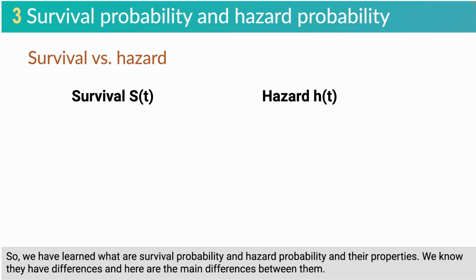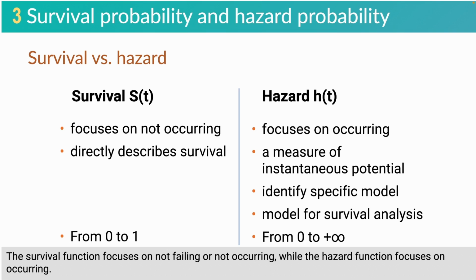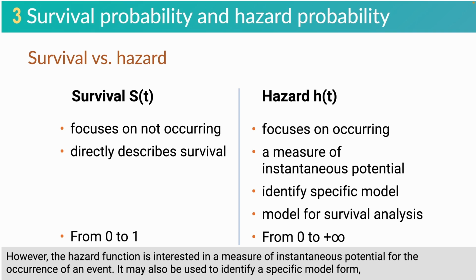We know they have differences, and here are the main differences between them. The survival function focuses on not failing or not occurring, while the hazard function focuses on occurring. Regarding data analysis, the survival function is more naturally appealing for the analysis of survival data because it directly describes the survival experience of a study cohort. However, the hazard function is interested in a measure of instantaneous potential for occurrence of an event.